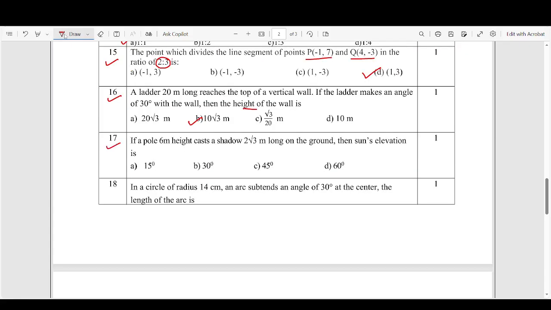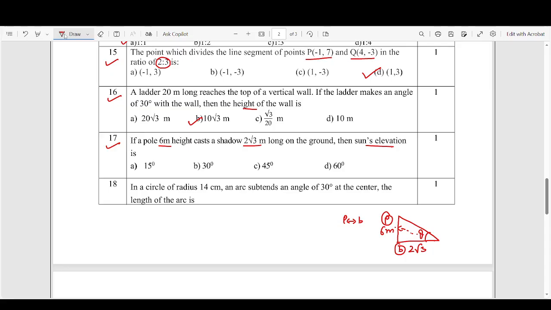Let's see the next question, question number 17. It's written that if a pole 6 meter in height casts a shadow 2 root 3 meter long on the ground, then the sun's elevation is, we have to find the sun's elevation. Now suppose we have a pole, this is 6 meter in height and it casts a shadow. The shadow will always be on the ground. So this is the length of the shadow, 2 root 3 meter, and we have to find the sun's elevation. That means this theta we have to find out. Now this is the acute angle. The side which is opposite to the acute angle is our P and this is our B. So we need the trigonometric ratio which deals with the perpendicular and base.